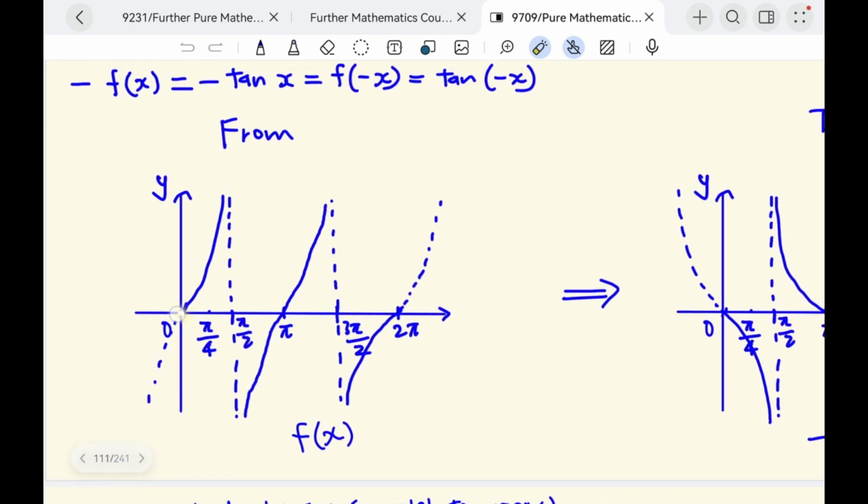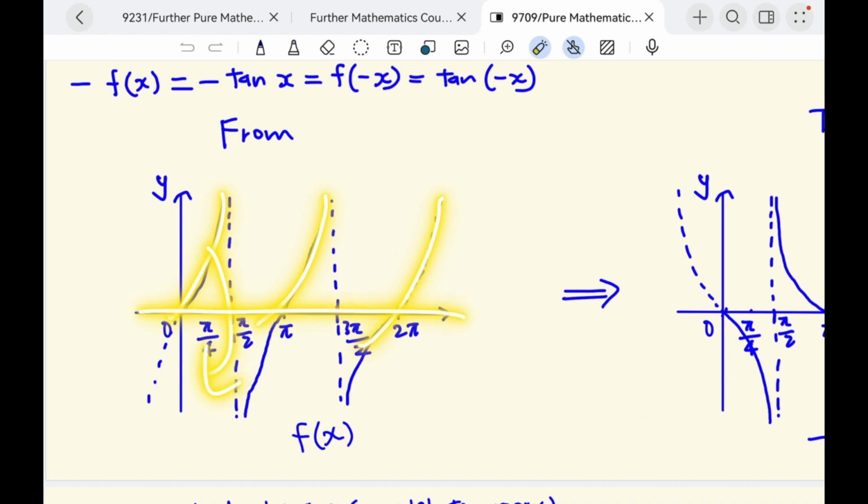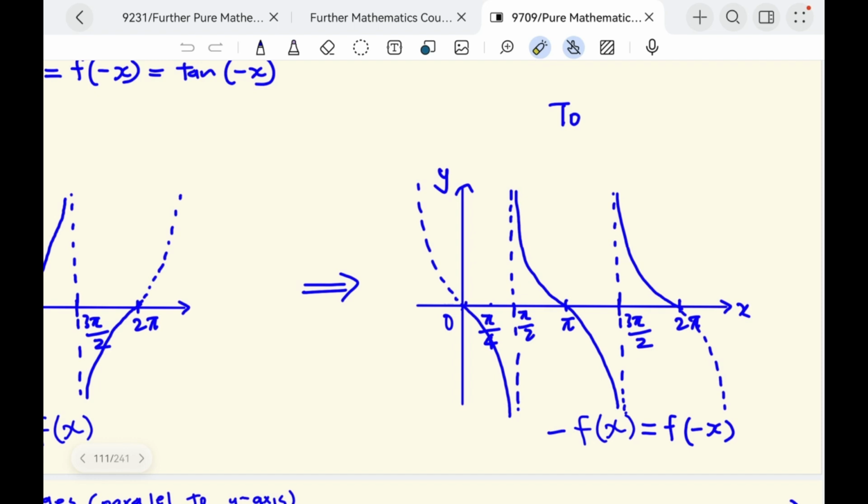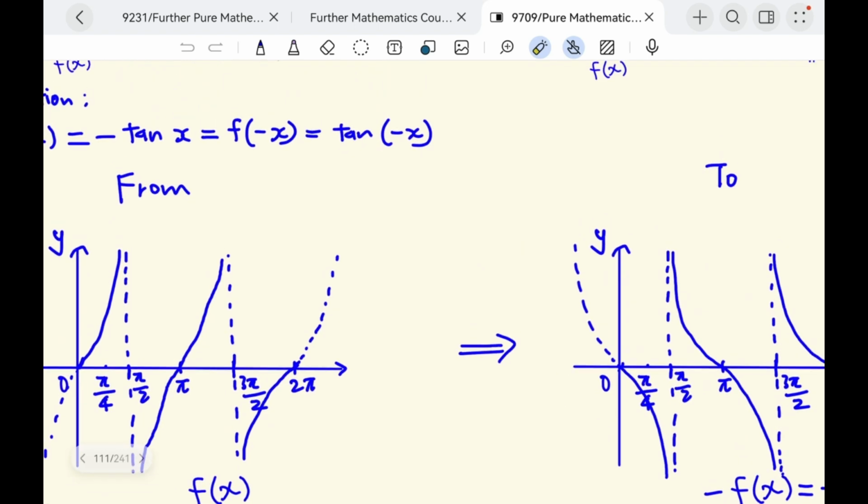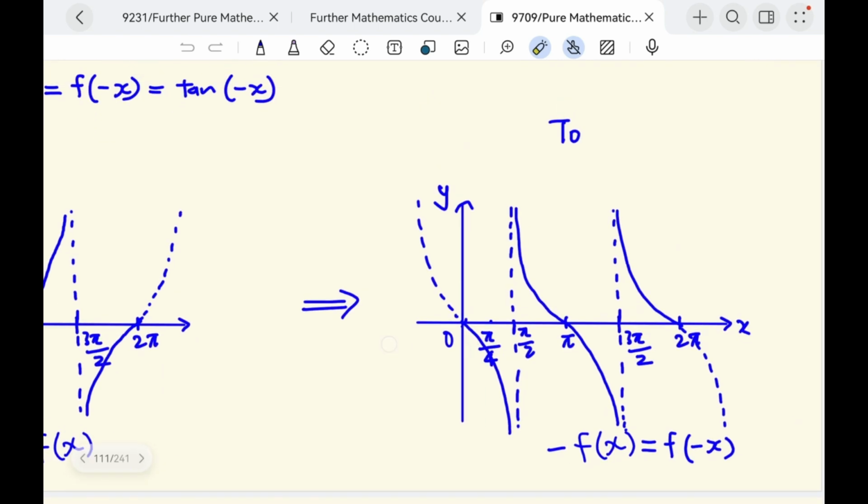Which means that the negative graphs in the third and fourth quadrants reflect upwards on the x-axis. Okay? And meanwhile, the positive graphs reflect downwards, also on the x-axis. Okay? So your tangent graph will become like this after the reflection. The same applies for the negative x inside the tangent function.